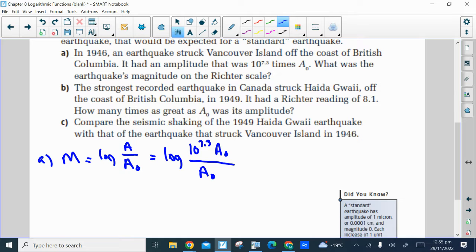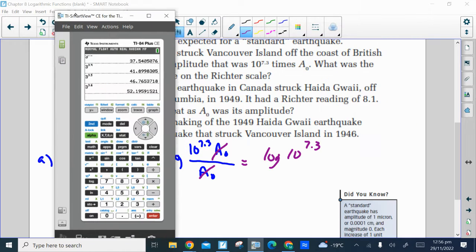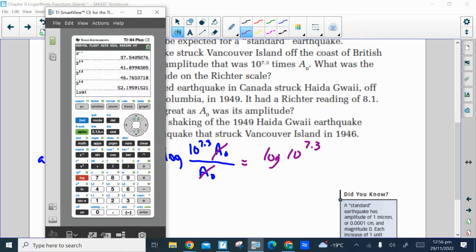Notice that in this case there is no base for that log. In the original equation there was no base, which means it's a common log, or base 10. And the A sub 0s cancel here. So we're left with the log of 10 to the power 7.3, which, because it's a common log, we can evaluate in our calculator. The log of 10 to the power 7.3 equals, actually, 7.3.